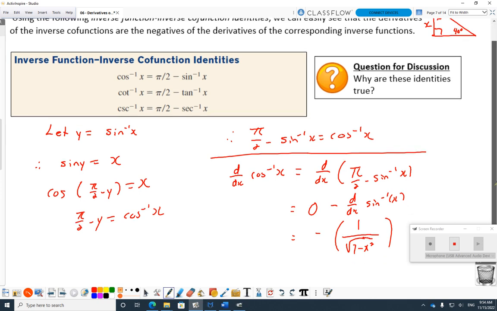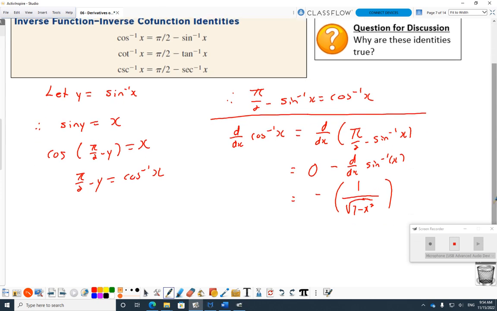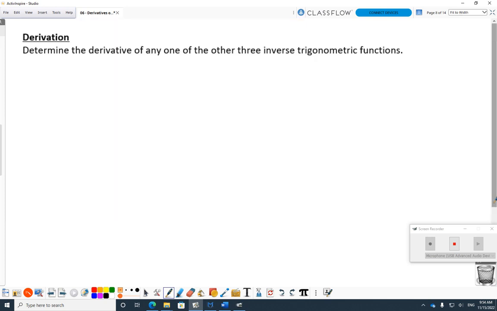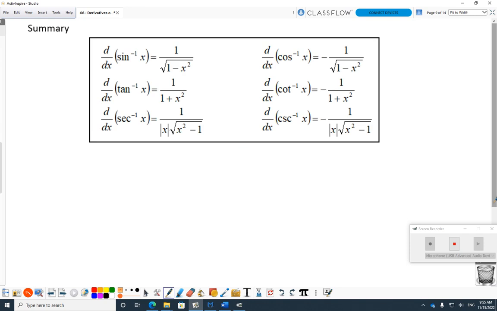And again, none of that is really what you have to do in the homework. Let me show you what you have to do in the homework. Determine any one of the other 3. So I did those. And there's the summation of all the derivatives.